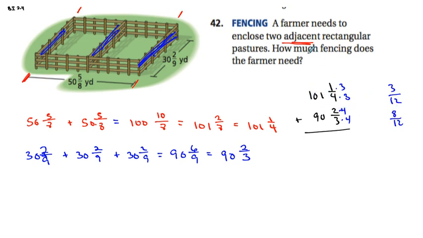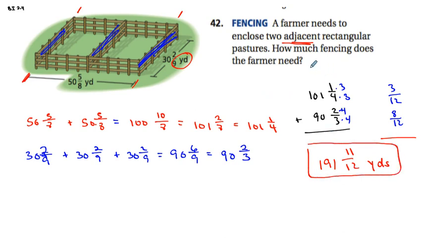And my 101 and 90 will stay the same. So then I'm going to add these two fractions, 3/12 and 8/12. 8 plus 3 is 11 over 12. 101 and 90 is 191. So 191 and 11/12 yards is how much fencing the farmer needs.